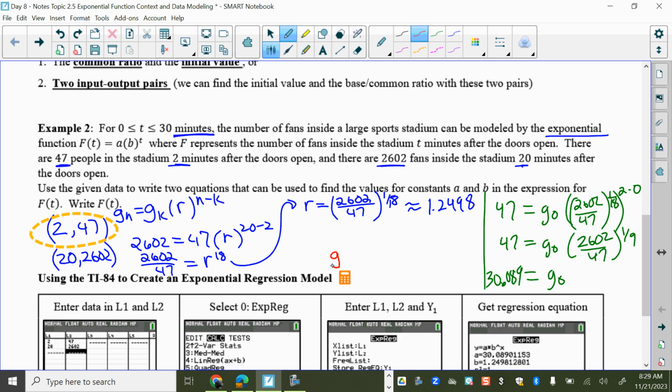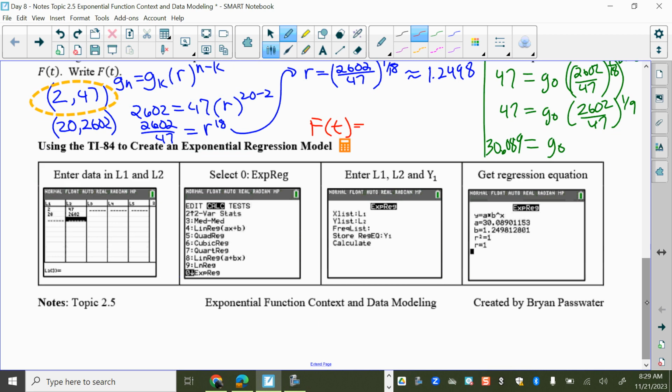So all right, what am I doing? I don't want G. I want this. The name of this thing was F of T. All right. So my F of T is this, and if you ran out of space, you could write it right here also, because we're going to show you how to get that. So I have my G of 0, 30.089. My R value is going to be my 1.2498, and then I have the X value. Right? So that's how you do it by hand. You already kind of know how to do that. It's kind of tedious and a pain, but you already know how to find R in that format.